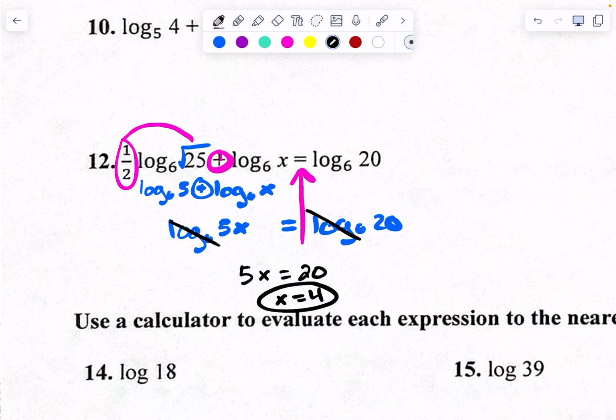Any numbers that are in front need to go to the back. 25 to the 1/2 power is 5. Okay, that was really super fast.